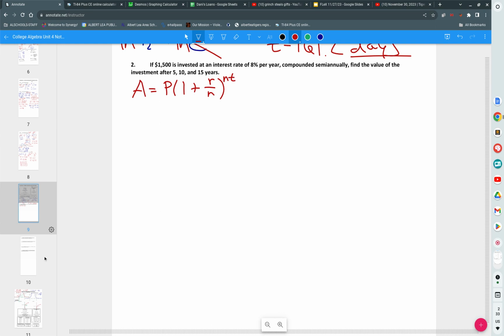Notice I've chosen this formula because it doesn't say that our money is compounded continuously. It's every so often. So I'm wondering the amount. What is the principal? What's my initial investment? $1,500. At what rate is it invested? So I put in 0.08 divided by how many times is it compounded each year? What is semi-annually? It's twice a year. Raised to the, and then n is 2, so 2t power.